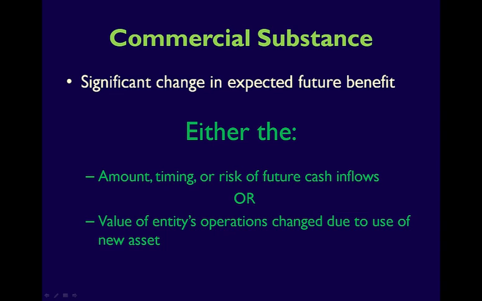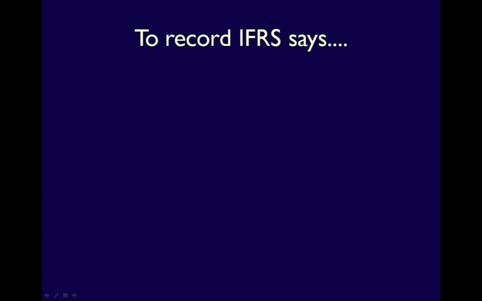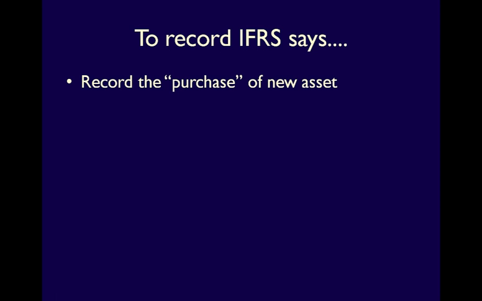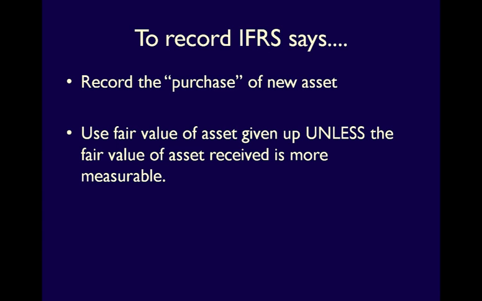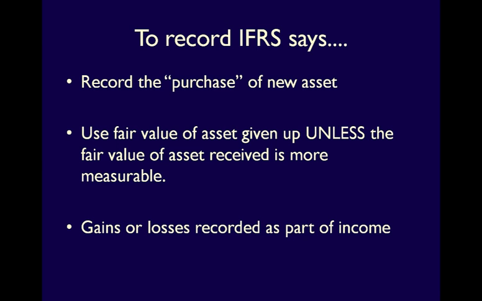If an exchange meets either of these two tests, then it has commercial substance. If an exchange has commercial substance, then IFRS states that the non-monetary transaction must be accounted for on the same basis as a monetary transaction. Record the acquisition of the new asset using the fair value of the asset given up, unless the fair value of the asset received is more readily determinable. Any gains or losses are recognized immediately into income.